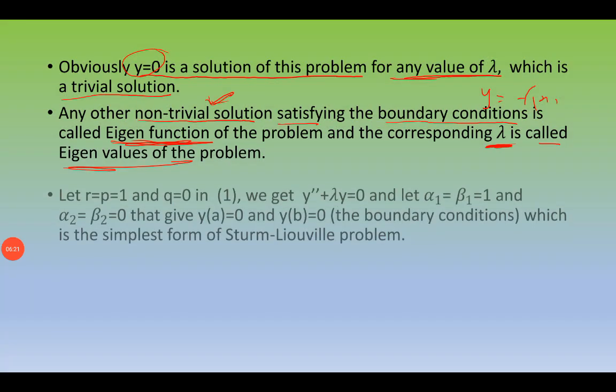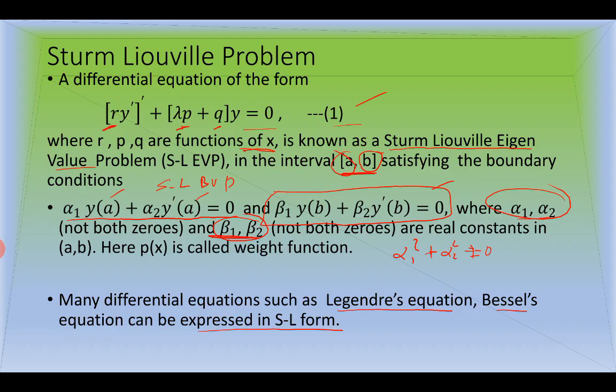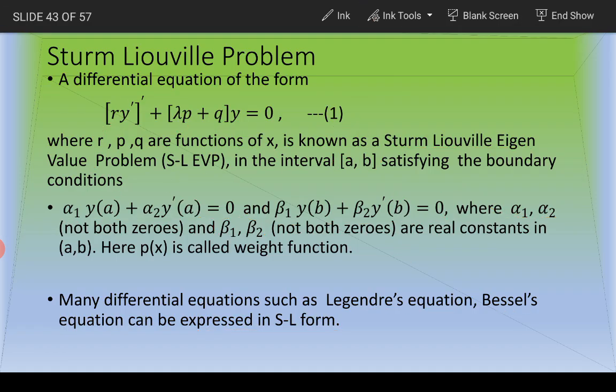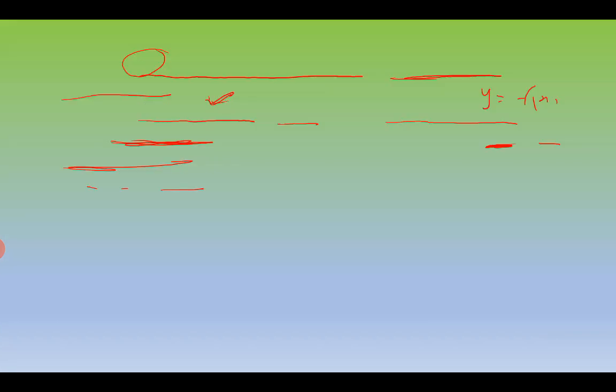Okay, and if you put r equal to 1, p equal to 1, and q equal to 0 in equation number 1, go back and check in this equation. What do you get here? r is 1, so (y prime)' is y double prime, and p is 1, q is 0, so we get lambda y. It is the very simple form of the Sturm Liouville problem: y double dash plus lambda y is equal to 0.